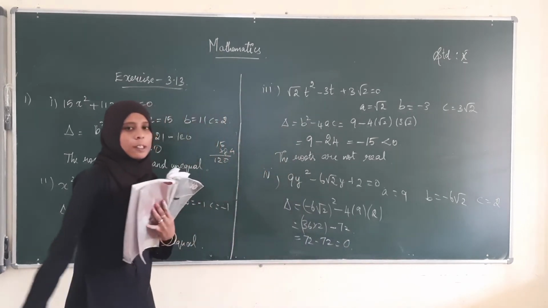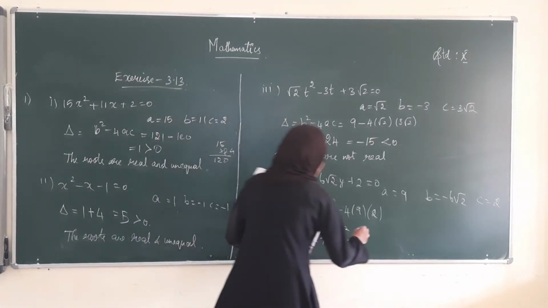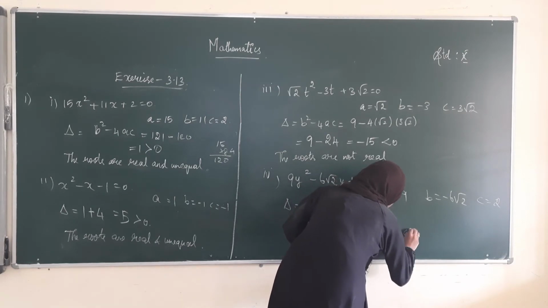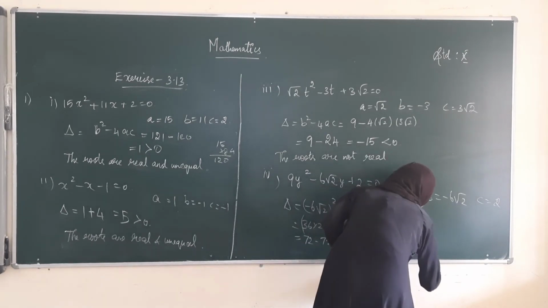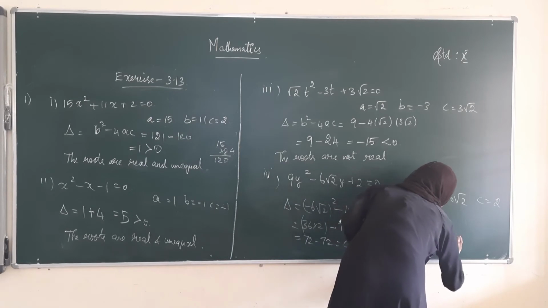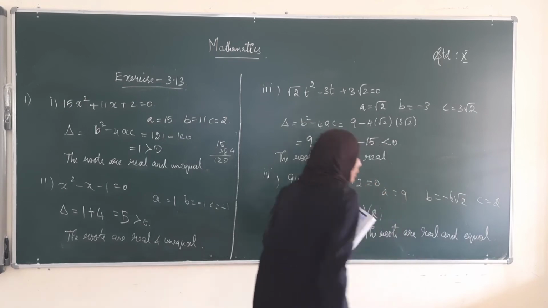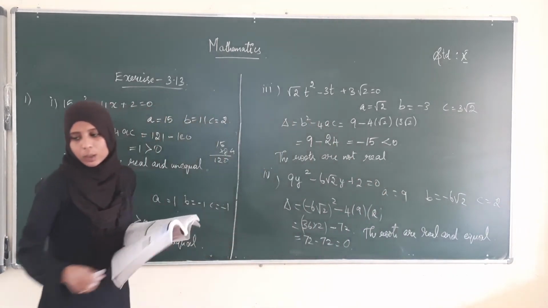Since we got the discriminant's value equal to 0, we can say that the roots are real and equal. The roots are real and equal since we got the discriminant value equal to 0.